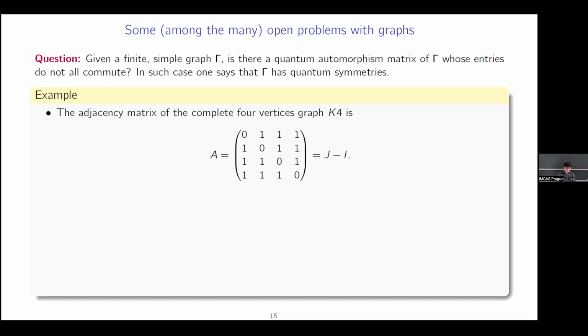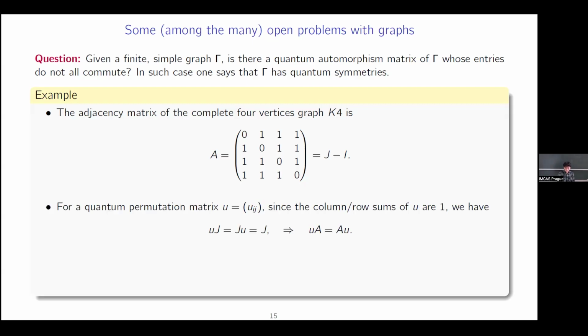Okay, so here I try to sketch an example by myself. The adjacency matrix of the complete 4 vertices graph K4 is the one that you can read here. And we may write this as a difference of two matrices: the matrix with all 1s, J, and the identity. So we just consider this as the subtraction of these two.